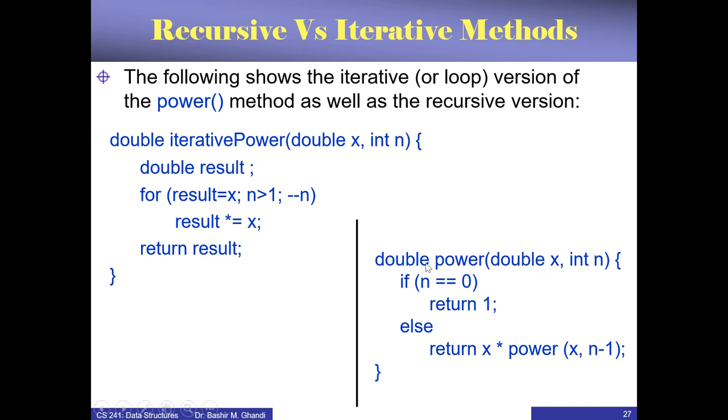For one thing, it is very clear that the power version is more intuitive. In other words, it looks more natural relative to the problem. We all know that if n is zero, we just return one. Otherwise, we say power x n minus one times x. This looks more natural, more intuitive compared to this one.